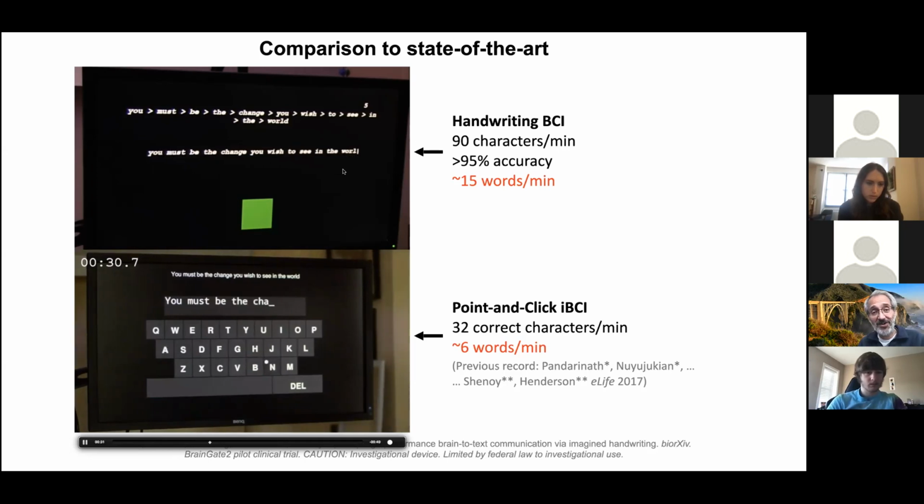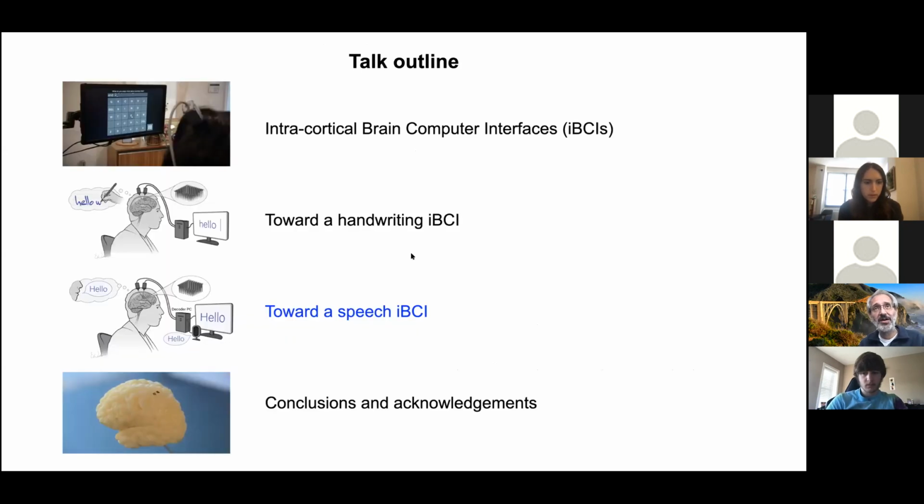it's 2 and close to 3 times as fast. And so to our knowledge, across any modality, it's faster. Okay, so that completes handwriting.